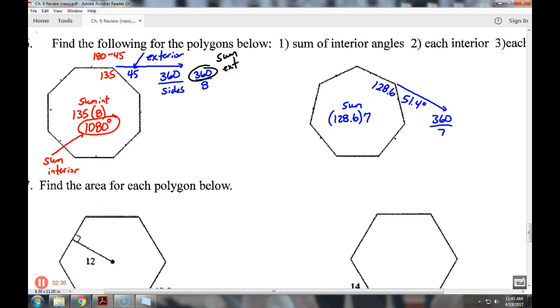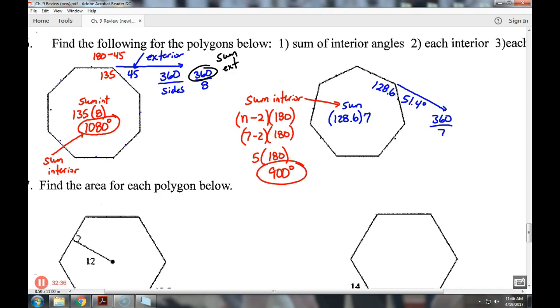I don't usually do it this way, but there is a formula for the sum of the interior: the number of sides take away 2, times 180. So I also could have used that to get this answer if you want to start on the inside. So 7 minus 2 times 180, or 5 times 180, looks like 900 degrees. So 900 degrees should be the answer for the sum of the inside. So you can start inside and go out, or you can start outside and go in.